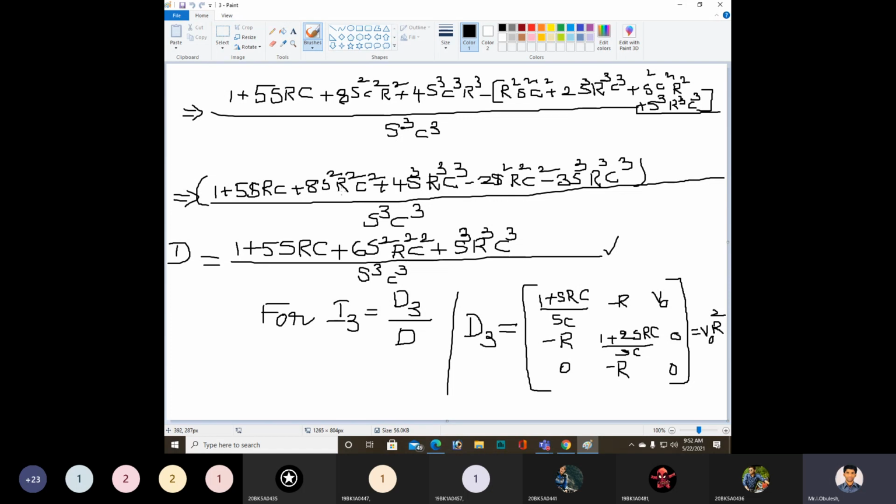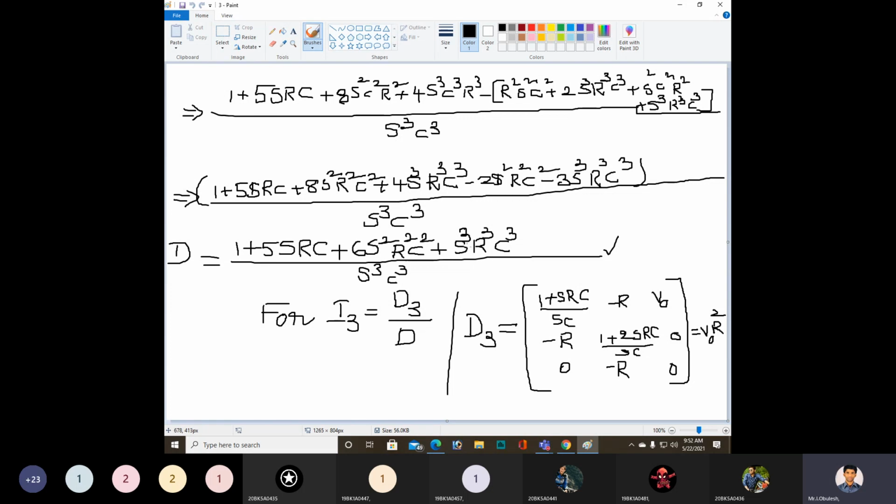Here you have 8 S square R square C square. Here you have minus 2 S square R square C square. Then here we are getting 6 S square R square C square. Here you have 4 S cube R cube C cube. Here you have minus 3 S cube R cube C cube. 4 minus 3, only 1 S cube R cube C cube we are writing here.